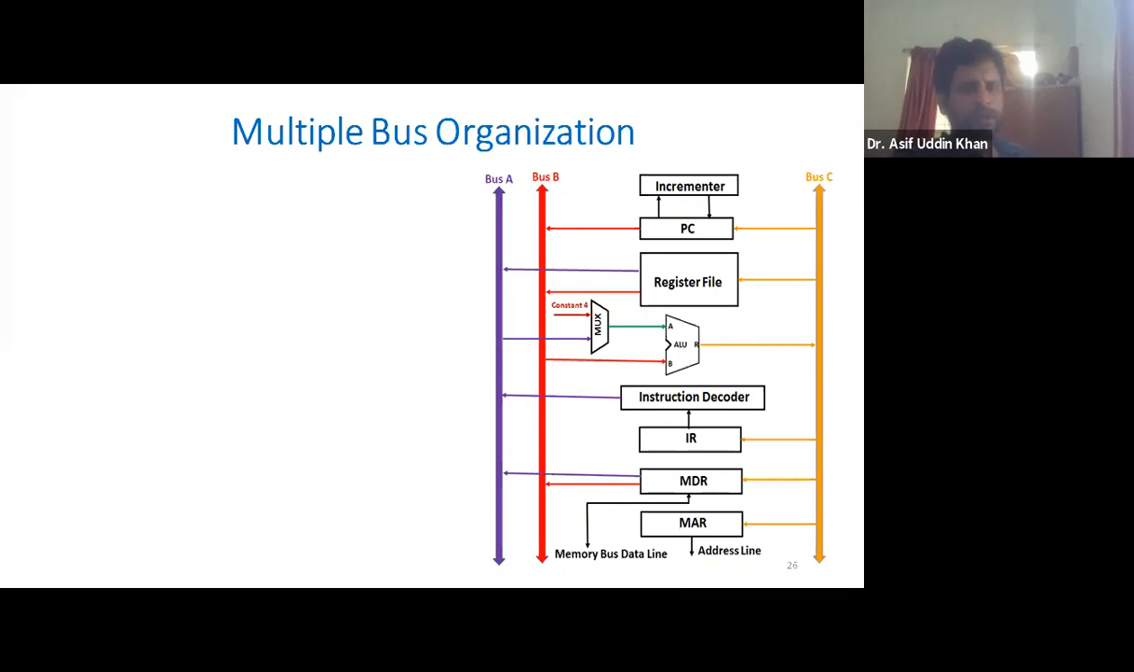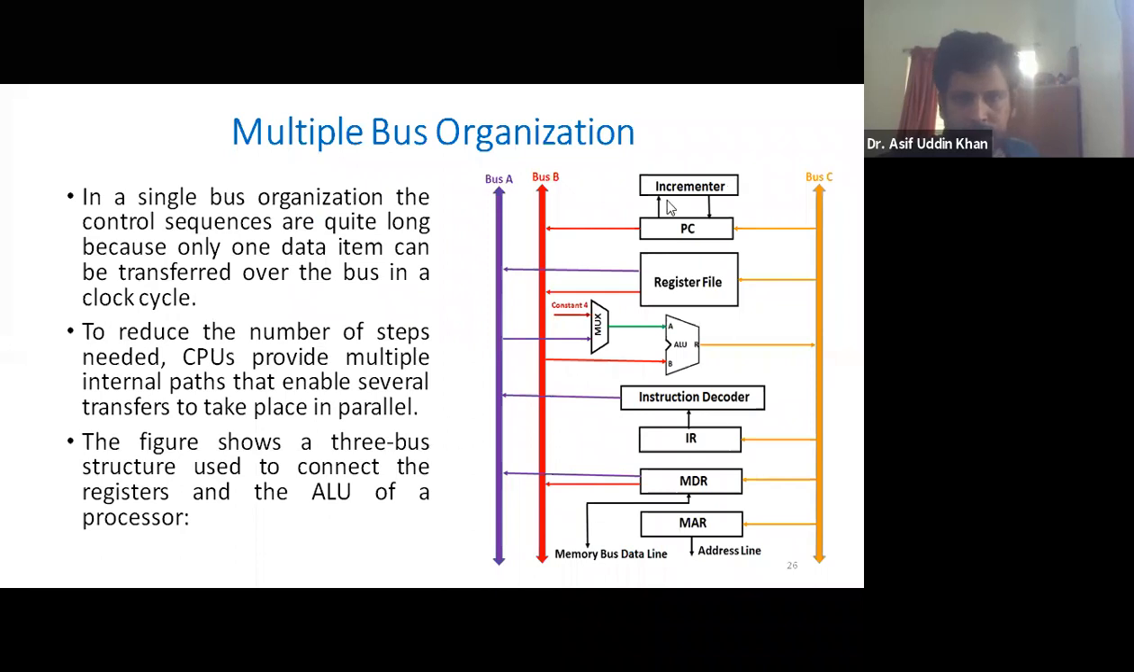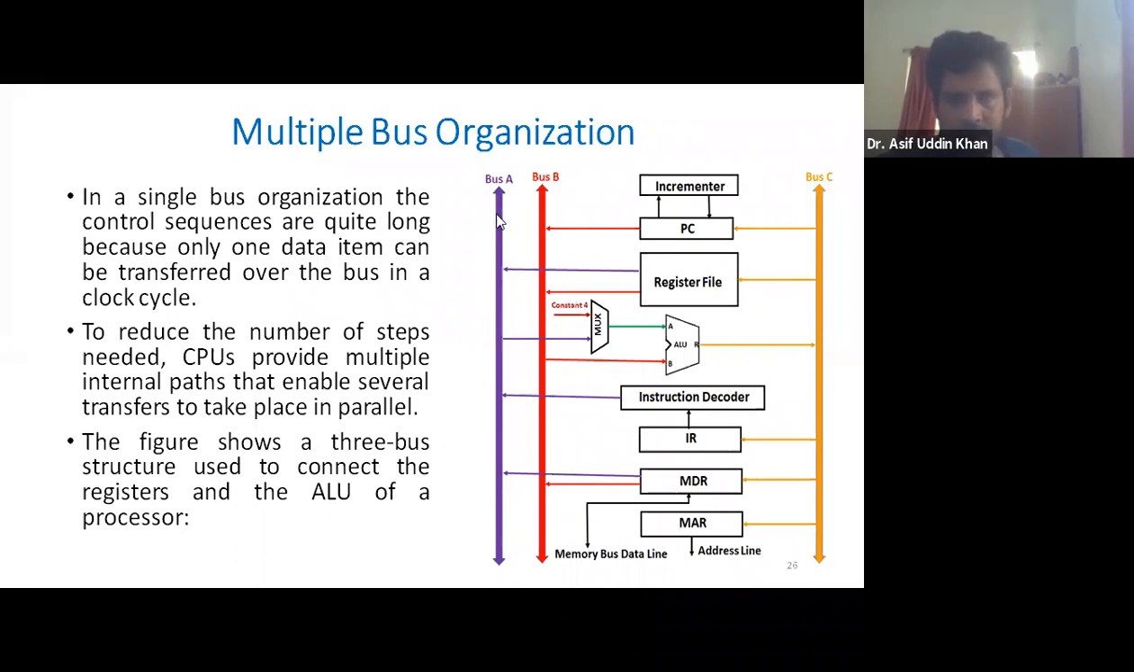In multi-bus processor architecture, we use multiple buses. All the components of the processor are connected to these multiple buses, and the data can be transferred in parallel. You can see here in this diagram there are three buses: bus A, bus B, and bus C, and these are the components of the processor.